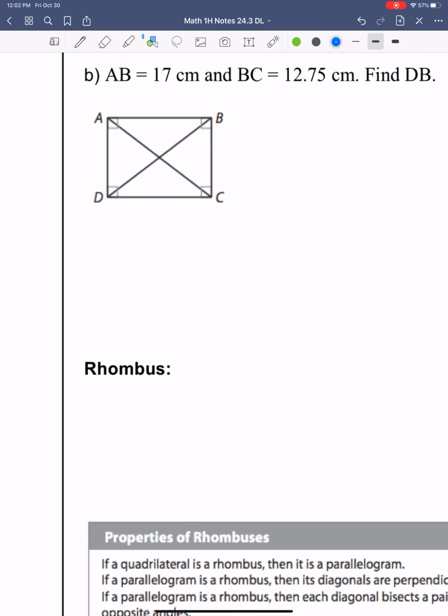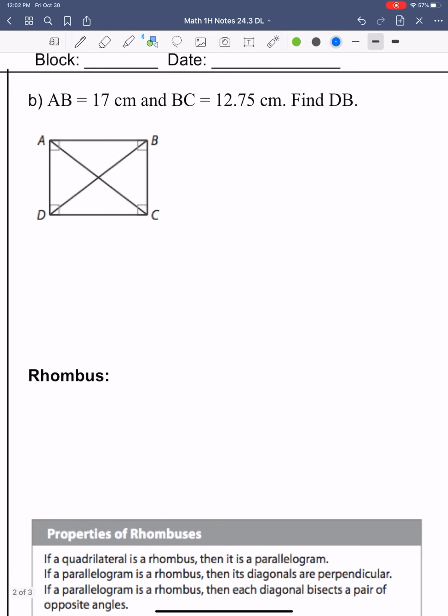Same idea. They're telling me that AB is 17. And then they're also saying that BC is 12.75, and they want me to find D to B. So D to B is this diagonal here, right? But remember, D to B is going to be the same thing as from A to C because the diagonals are congruent. And that means I can use this right triangle here, okay?